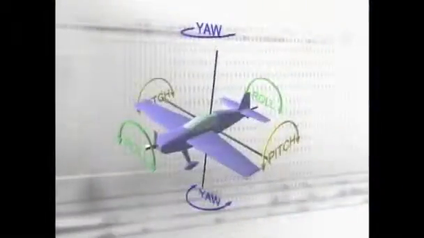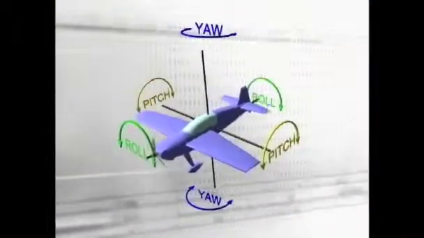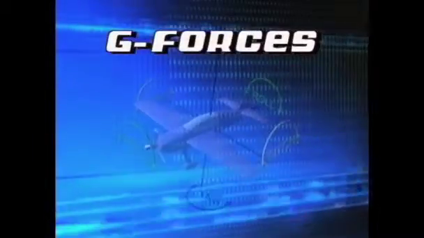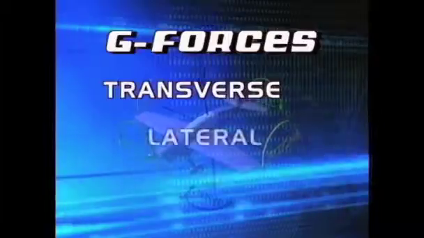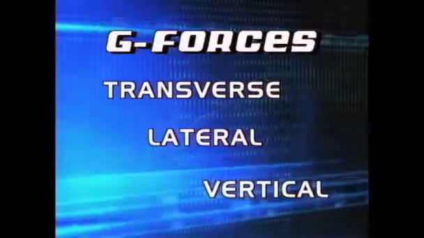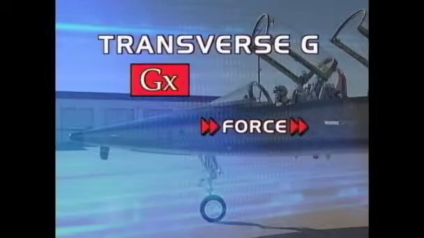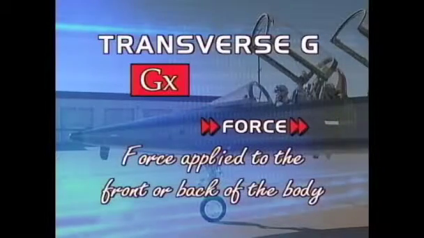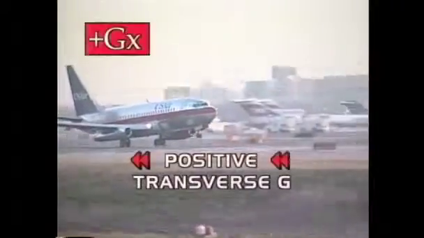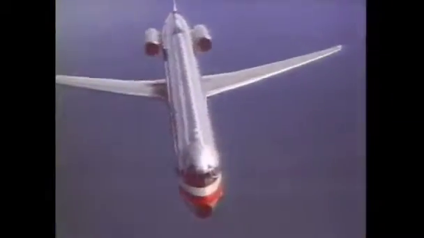The position of the body relative to the acceleration applied allows us to classify g-forces into 3 types: transverse, lateral, and vertical. A transverse g-force is also known as gx. It is the force applied to the front or back of the body. A positive transverse g, which is front to back, is typically experienced during takeoff and while increasing airspeed during level flight.